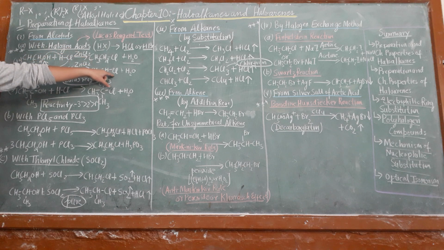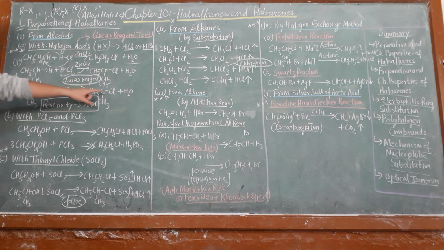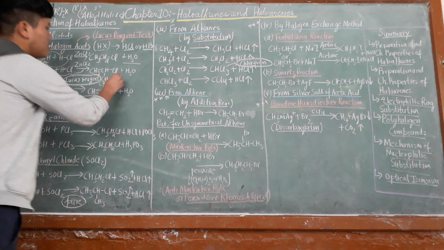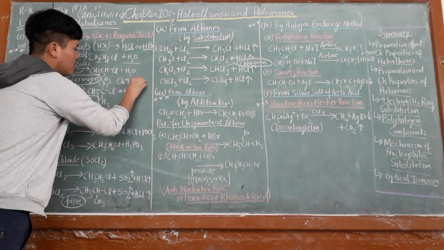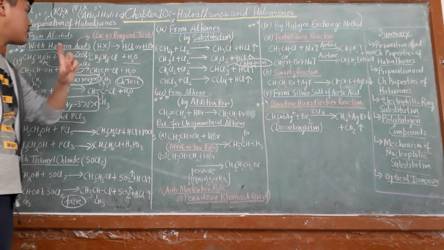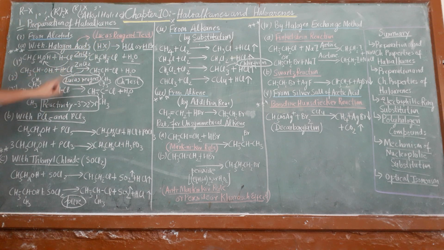A secondary alcohol will give a secondary alkyl halide. In terms of reactivity, the tertiary alcohol is the most reactive. When you react alcohols with HCl and HBr, reactivity is highest for tertiary, followed by secondary, and lastly primary alcohol. This reaction is a chemical test used to distinguish between primary, secondary, and tertiary alcohols, and it is called the Lucas reagent test because we use Lucas reagent.